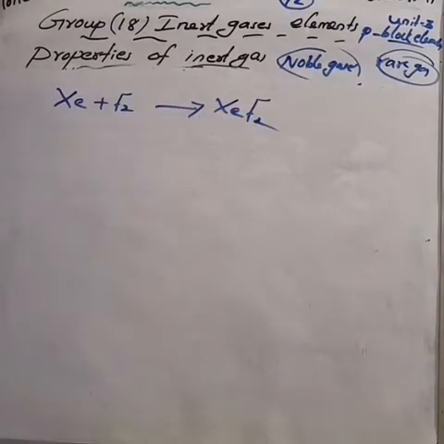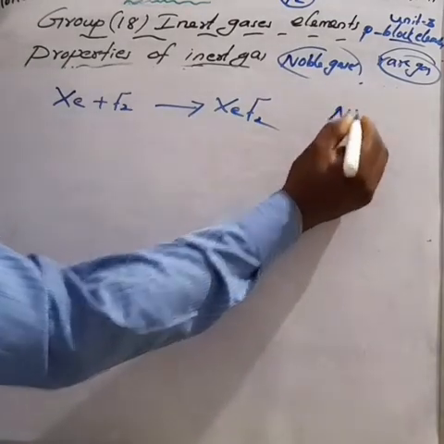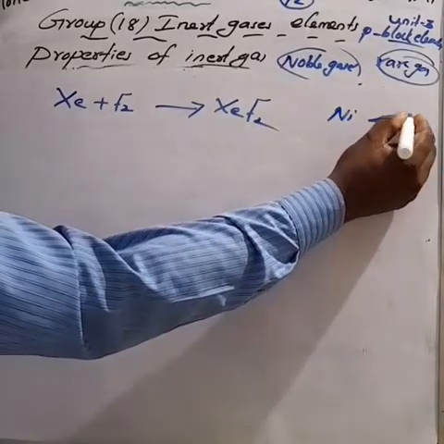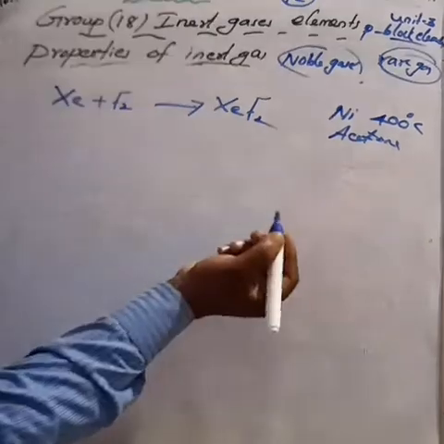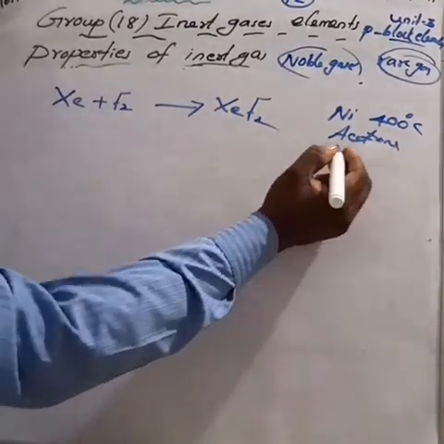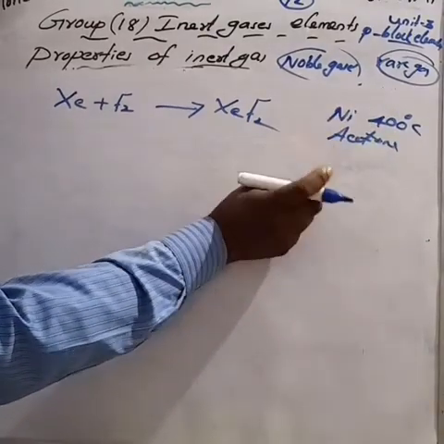What are the conditions here? One is we are using nickel as a catalyst and 400 degrees Celsius, and also acetone with nickel at 400 degrees Celsius. Nickel with 200 atmospheric pressure, and also 400 degrees temperature. Am I right? These are the certain conditions we have to apply here.